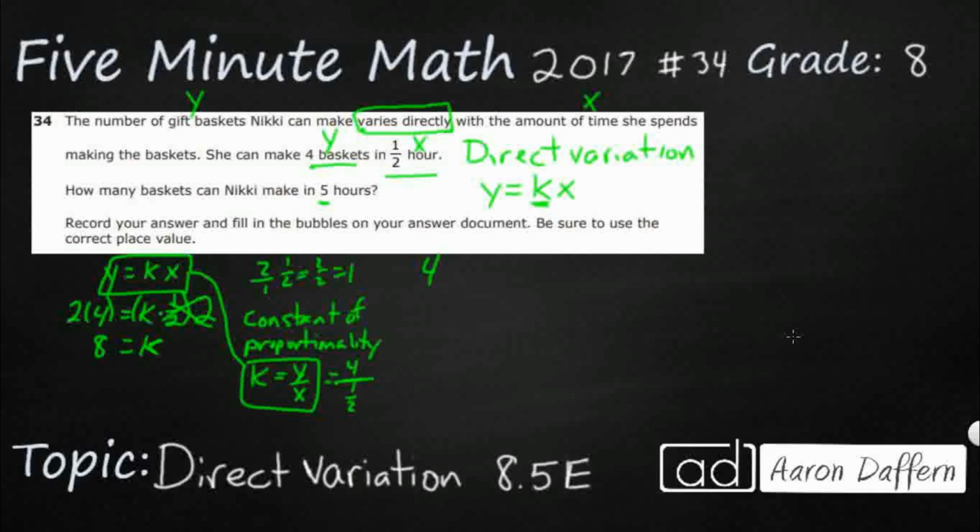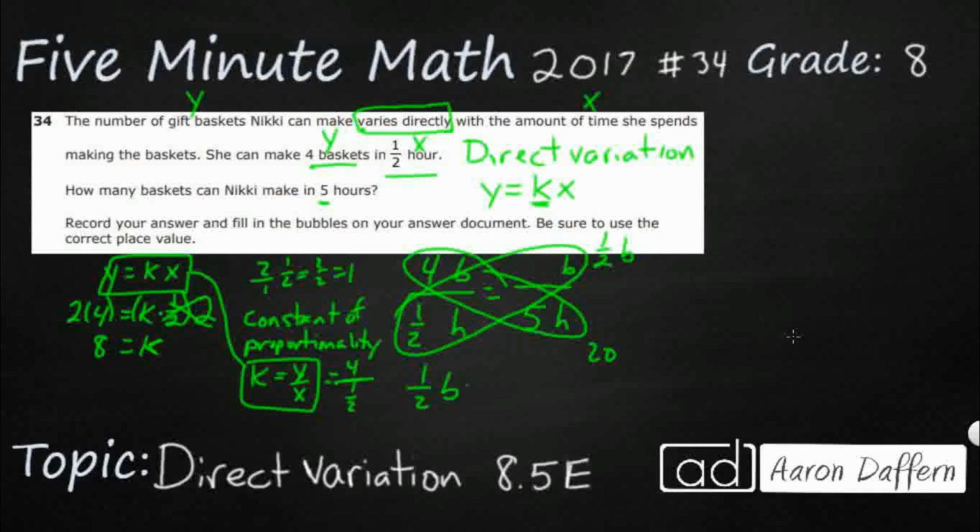So you can say 4 baskets over half an hour, we're just going to label that, is blank baskets over, we've got the 5 hours, right? So we also could just set up a little cross multiplication here, right? So that's going to be 20 equals 1/2, and I'll just call that b, right? So if 1/2 b equals 20, so we're going to multiply both sides by 2 here, and b equals 40. That's what I get when I do that.